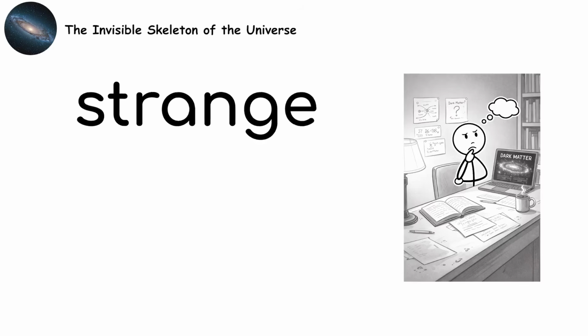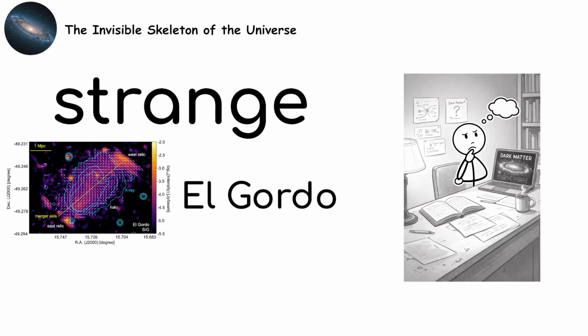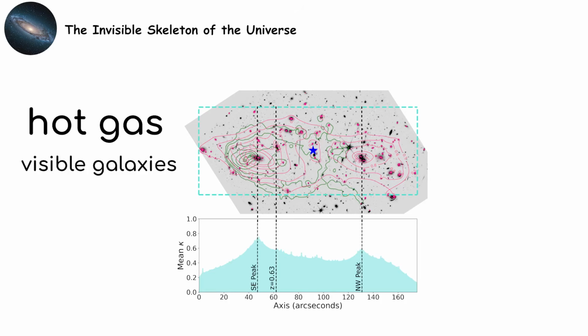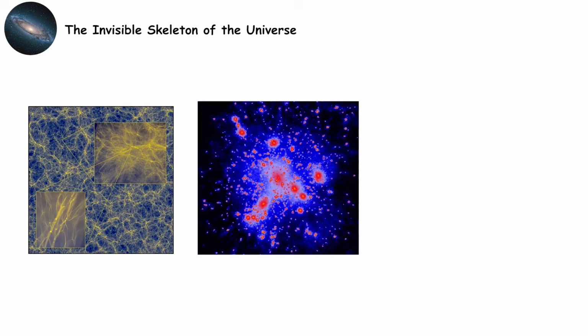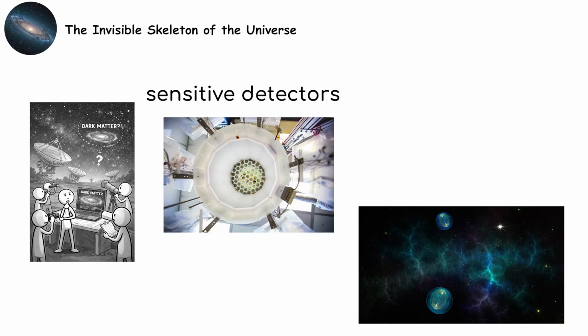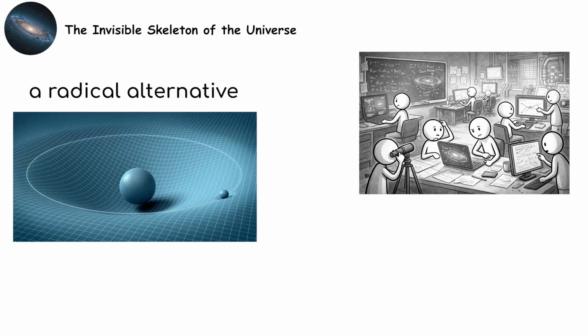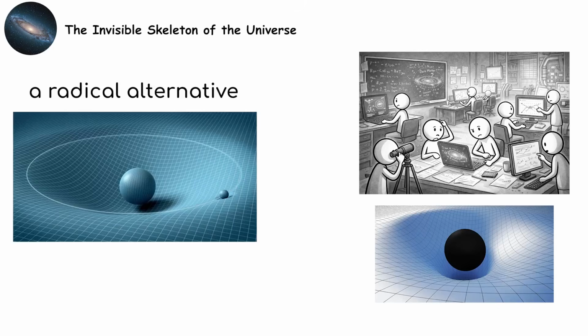A cluster called El Gordo shows peculiar offsets between its hot gas, visible galaxies, and the strongest gravitational effects. Some simulations suggest this could mean dark matter isn't perfectly collisionless after all. It might actually interact with itself in ways we don't understand. Despite decades of searching with increasingly sensitive detectors, we haven't found the particles. This has pushed some physicists toward a radical alternative. Maybe gravity itself works differently than we think, and there is no dark matter at all.